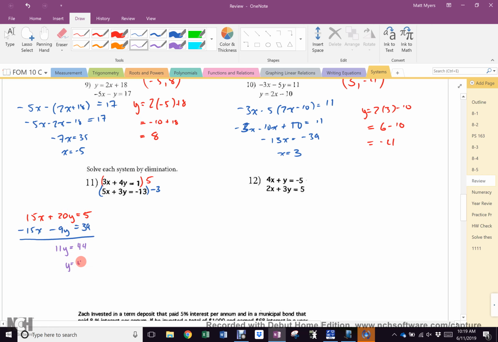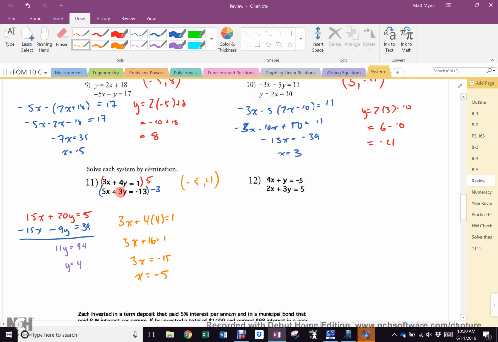Y equals 4. Once y equals 4, where do I put it? Anywhere I see a y. So 3x plus 4 times 4 equals 1. 3x plus 16 equals 1. 3x equals negative 15. X equals negative 5. And the answer is negative 5, 4. Yeah?